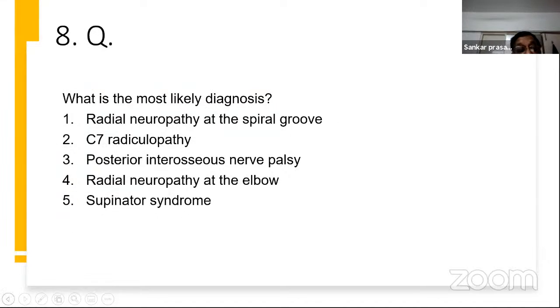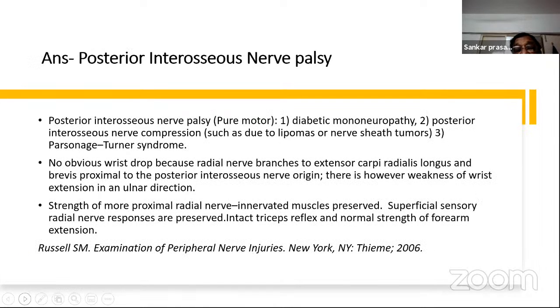I want to go back to the question because this is the last, yeah, already somebody has said that. Yes, nice. What is the answer? Third, yeah, posterior interosseous. And I've been stressing on this a lot, because this has appeared a couple of times in exam, so you should know about posterior interosseous nerve palsy.